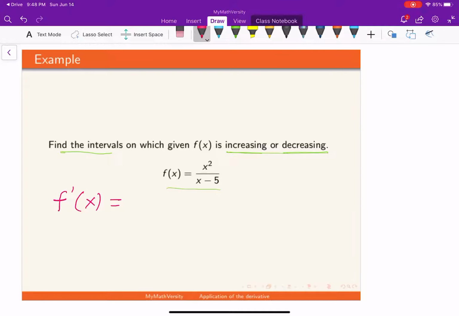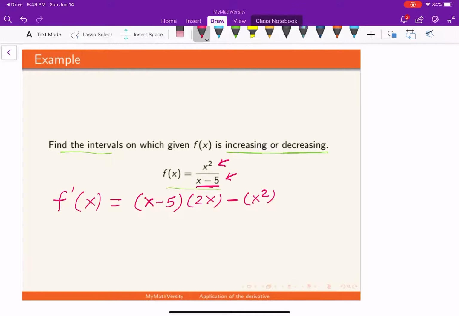We can first write down the function of the denominator, which is x minus 5, times the derivative of the top, or the derivative of the numerator function, which is x square. So what is the derivative of x square with respect to x? 2x. So write that down. And then minus, we now write down the function of the numerator as it is, which is x square, multiplied by the derivative of the denominator.